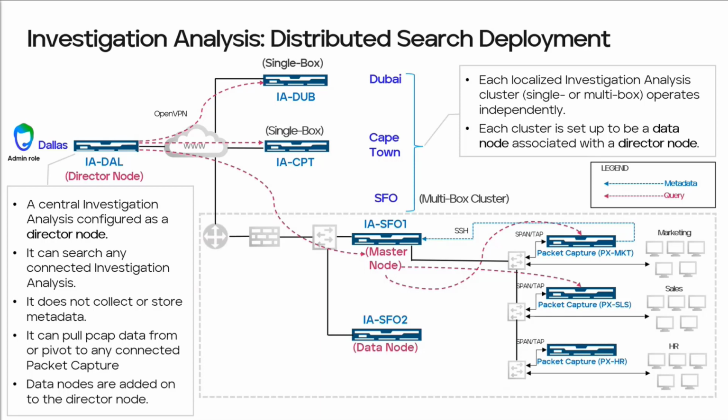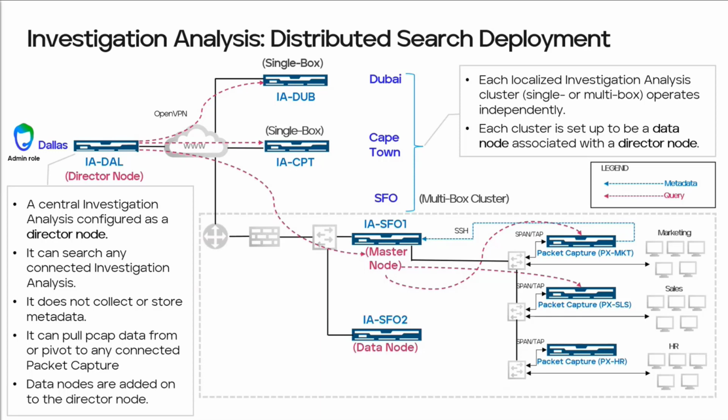In this case, the director node does not collect or store metadata. All of this processing is done by the IA systems that are connected to it. It can pull packet capture data from or pivot to any connected packet capture system. And again, we assume that they also have their own packet capture systems connected to them, but not shown in the slide. An analyst on any investigation analysis data node could also gain permitted access to the director node interface, the web UI, from their own respective locations.